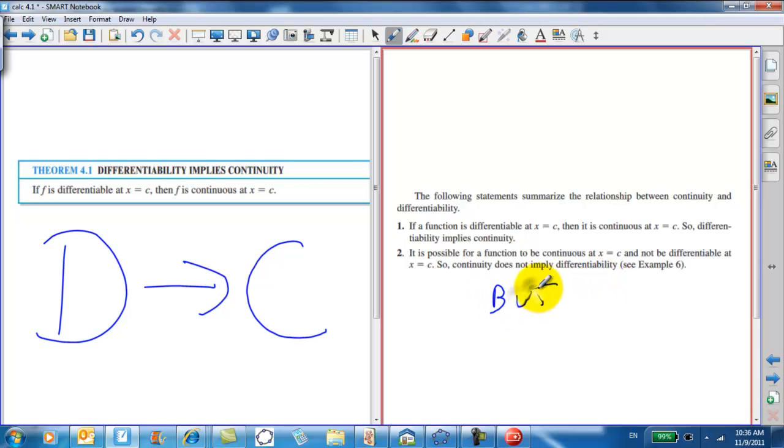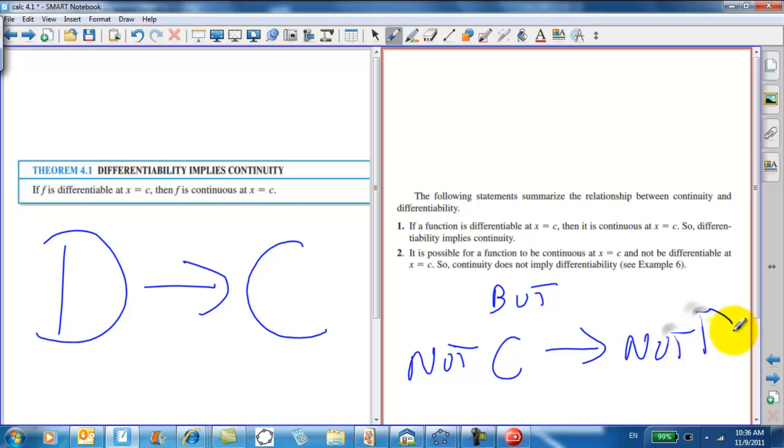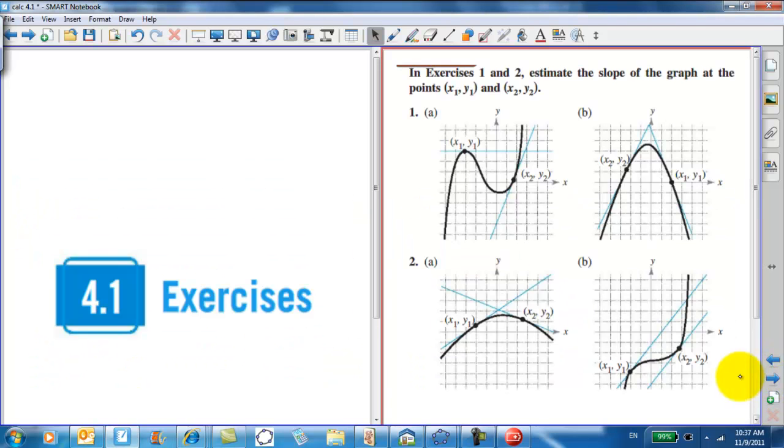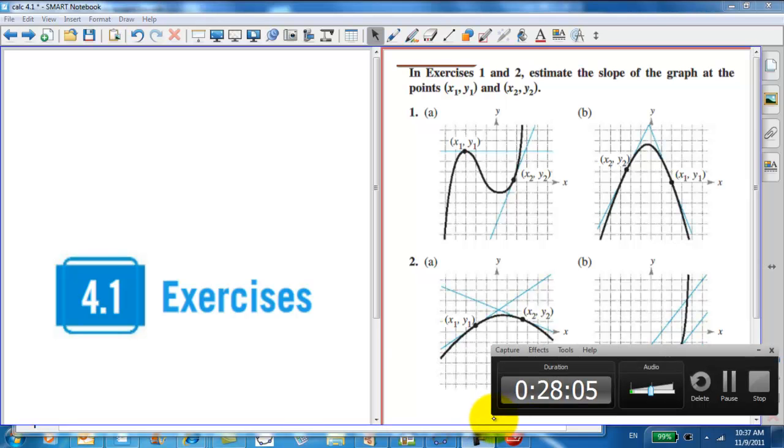But if it's not continuous, then it is not differentiable. That's sort of the contrapositive of the statement that you might have studied in geometry. If you've got a gap in the function where it's discontinuous, there's no way you can have any tangent line or any derivative. Okay? So there are the exercises. Time to stop.